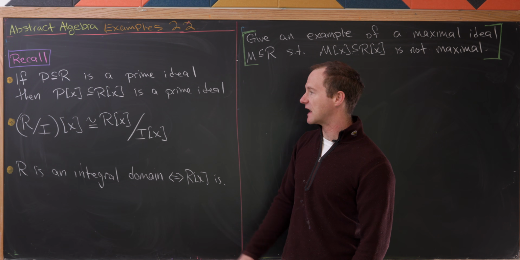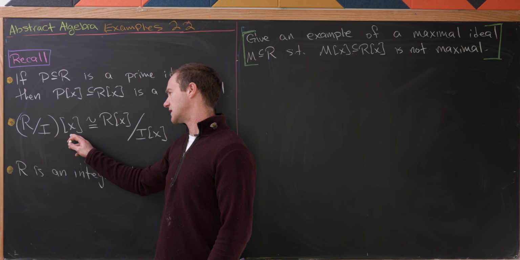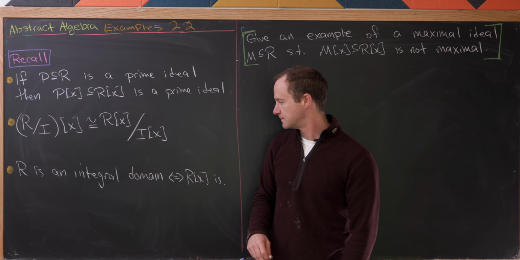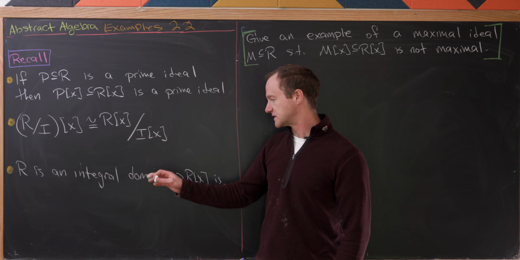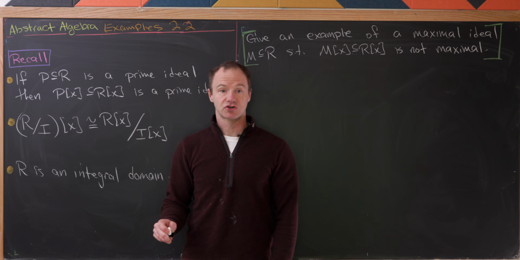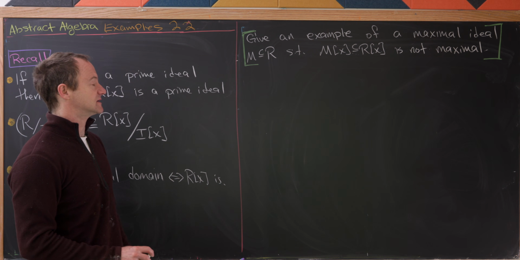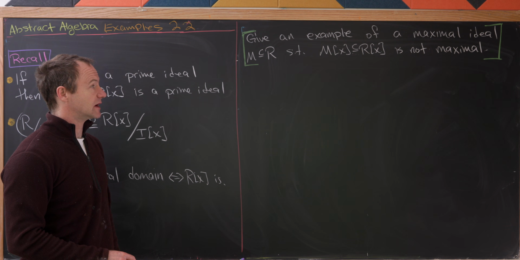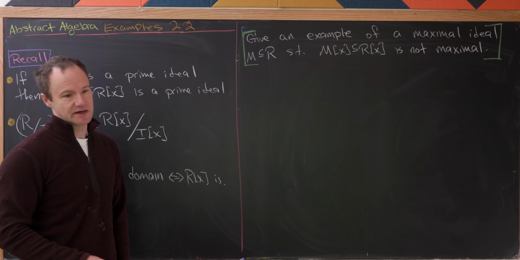Actually, these two facts right here, but especially this one that says R/I [x] is isomorphic to R[x]/I[x]. But notice what we do not have here is R a field implies R[x] a field. And we actually know that is not true. We'll see that at work in this example. So let's give an example of a maximal ideal M in a ring R such that M[x] is not maximal in R[x].